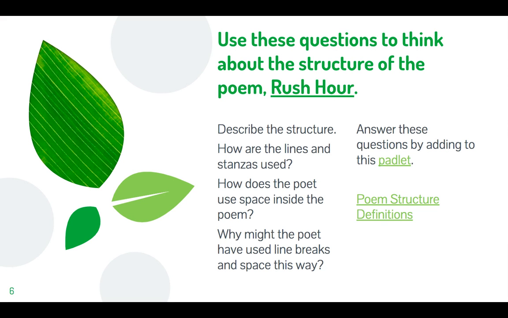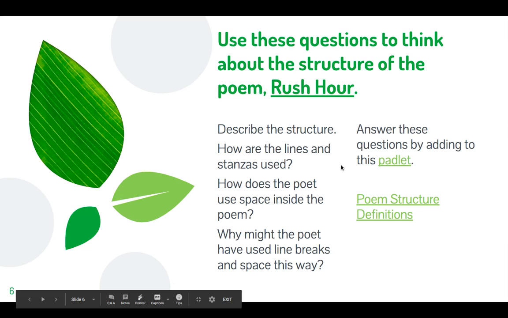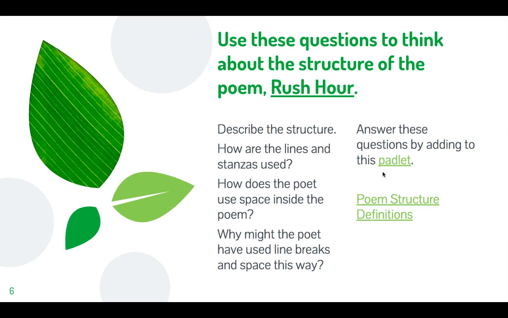Okay, I want you to use these questions to think about the structure of the poem Rush Hour, okay? I want you to describe the structure. Describe the look of the poem for us, okay? How are the lines and stanzas used? How does the poet use space inside of the poem? And why might the poet have used line breaks and space this way? Again, here's the Padlet link that you'll find in the link to this presentation in your assignment. So get back into the Padlet, and I want you to answer these questions.